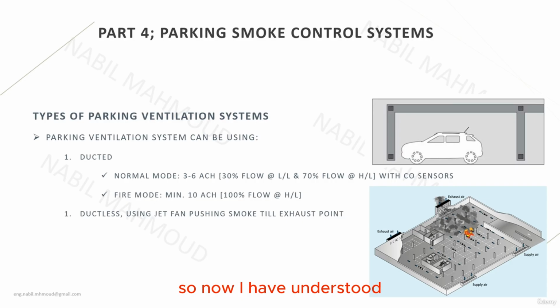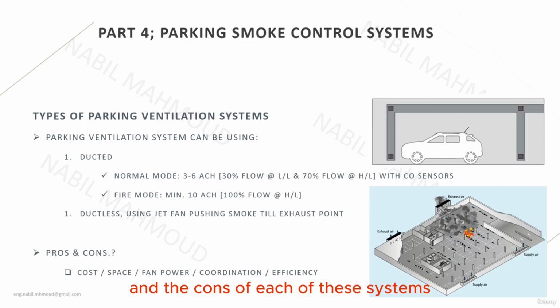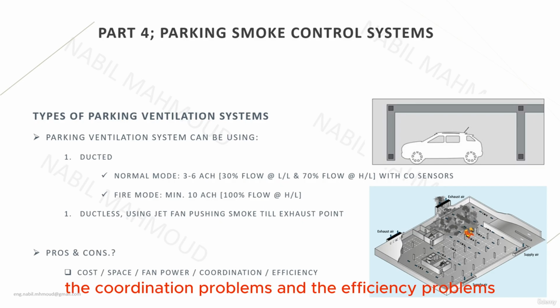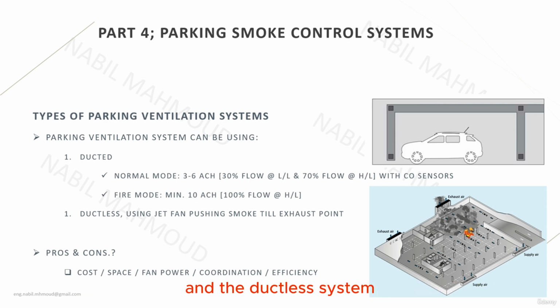Okay, so now I have understood the two main parking ventilation systems, which are the ducted and the ductless. But I need to understand more about the pros and the cons of each of these systems. The pros and cons are represented in the variation of cost, the variation of the space available, the variation of the fan power, the coordination problems, and the efficiency problems. So let's make a quick comparison between the ducted and the ductless system.